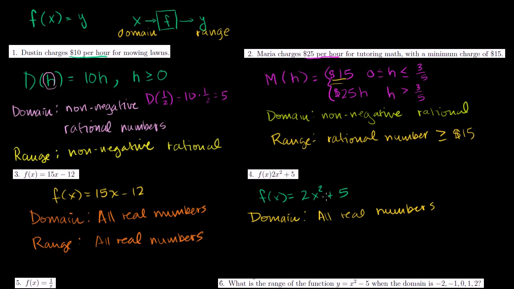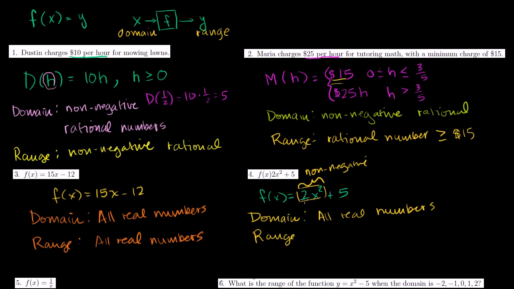All real numbers, positive or negative or otherwise, or even non-rational. And then what is the range here? This is interesting, because no matter what number I put here, this value right here is going to be non-negative. Even if you put a really negative number here, you're going to square it, so it's going to become a really positive number. So this expression is going to be non-negative.